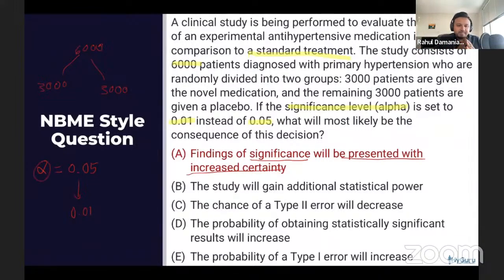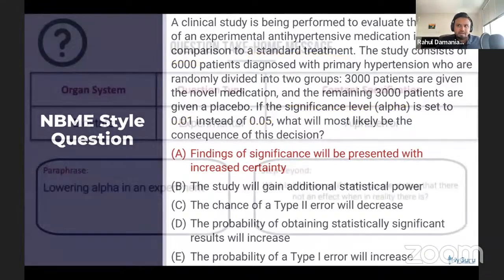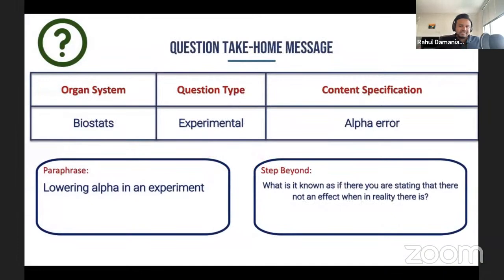It is going to be the ability for us to be confident and say that this was not due to chance, or there's a minimal risk that it was due to chance alone. And we have detected a difference, especially when you have an alpha that is going to be 0.01. So let's go ahead and go into this biostats integration. What is it known as if you are stating that there is not an effect when in reality there is? What is it known as if you are stating that there is no effect, but in reality there is?